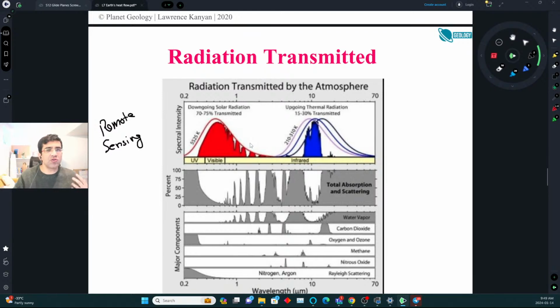Okay, because it is at a colder temperature. So you remember lambda max is inversely proportional to temperature. If you increase temperature, your lambda max decreases. So the sun is hotter, so your lambda max, meaning the value of wavelength at which you get maximum intensity, is decreasing.